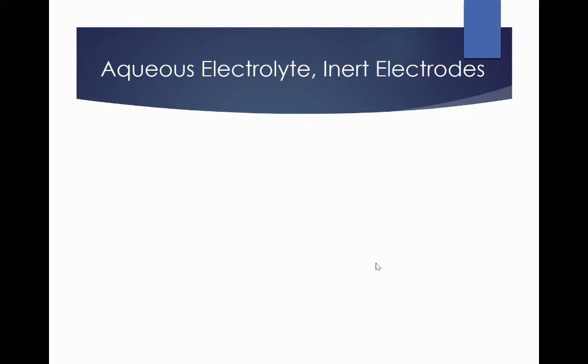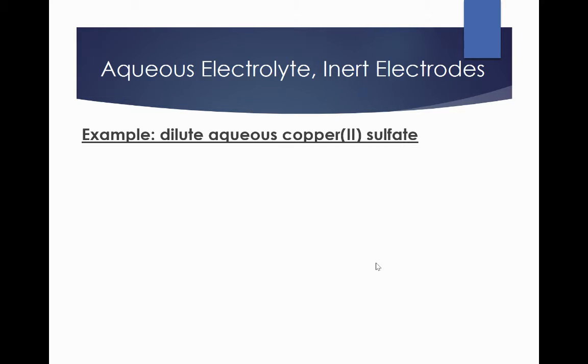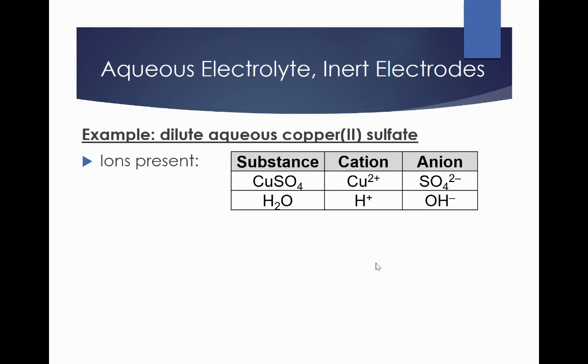Now, this is the third part of this part D, and we'll continue with another example of an aqueous electrolyte. In this case, we are going to look at dilute copper 2 sulfate. And again, four ions will be present: Cu2+ and H+ for the cations, and SO4 2- and OH- for the anions.